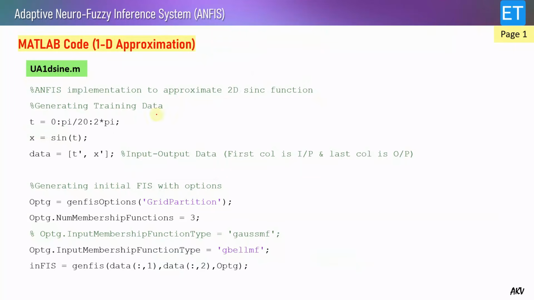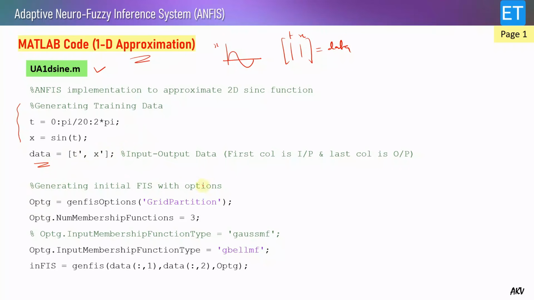So this is the first file, which is for 1D approximation. I'm using a sine function. So first I'm generating the data. So this is my t and this is the sine. So t is the x-axis value and x is the y-axis value. So this is my sine, one cycle. And in the data, I have arranged this t and x as column vectors. So this is t and this is x in data, right? So that will be used for training.